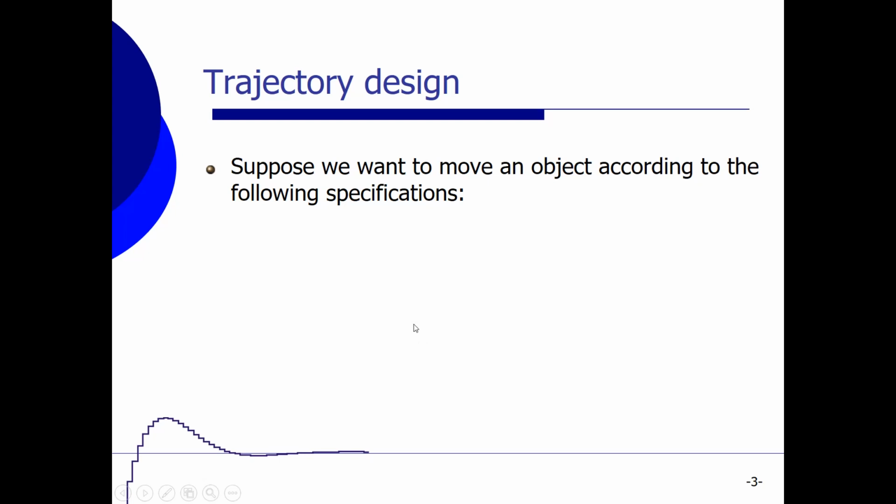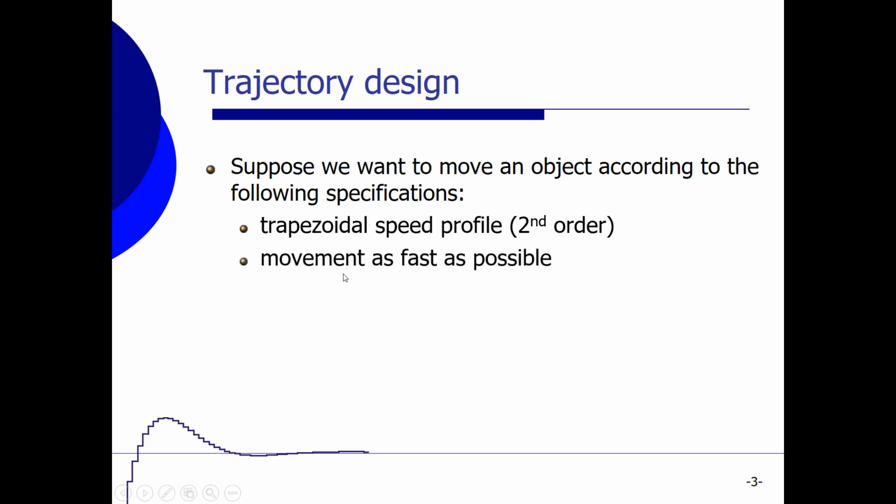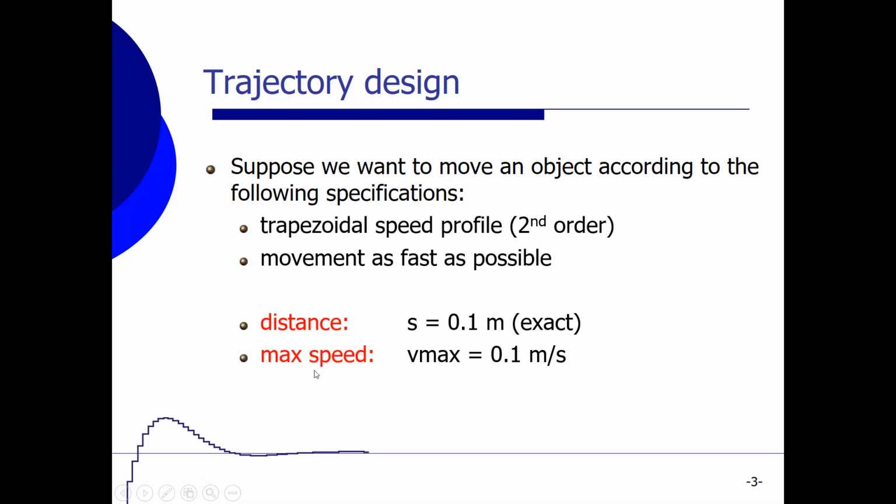Suppose you want to move an object according to the following specification. We have a trapezoidal speed profile, so a second order motion profile, and we want to have a movement as fast as possible. And we have other requirements. We have a distance requirement, which says that the total distance should be exactly 0.1 meter. And we have a maximum speed requirement, so the maximum speed is bounded to 0.1 meter per second in this example. And we say, well, my speed profile is symmetric, so my acceleration and deceleration are the same. And in this example, they are 0.6 meter per second squared.